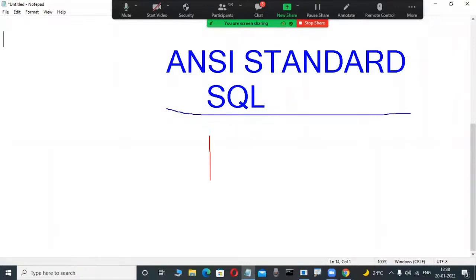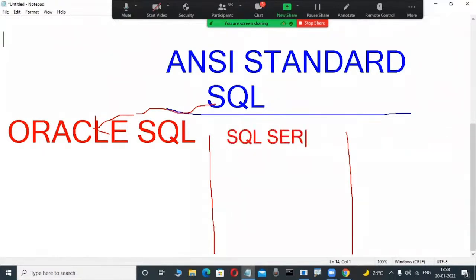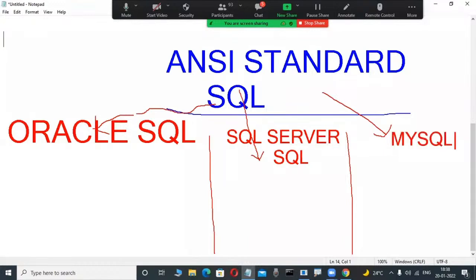I agree, but unfortunately, observe here, from this ANSI standard SQL language, Oracle Corporation created their own SQL that is called Oracle SQL. That is important. So many people don't know that. Again, observe here, SQL Server, a Microsoft product, created their own SQL from this ANSI standard SQL that is called SQL Server SQL. Again, MySQL created their own SQL language from this ANSI standard that is called MySQL SQL.